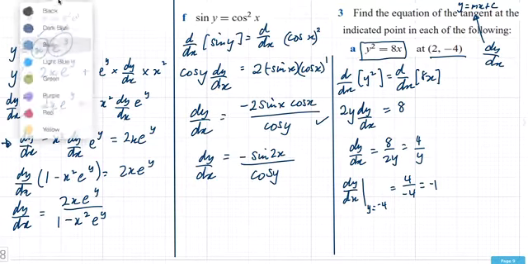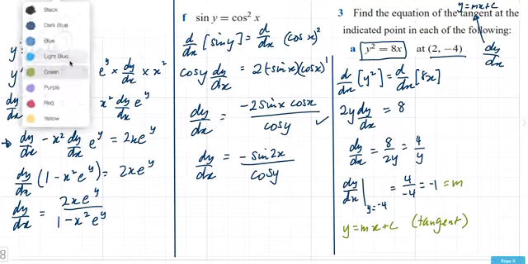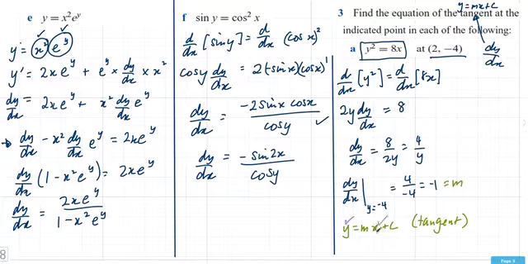Now this thing here is m. Remember that this is the gradient. So for our tangent, y equals mx plus c, we can now substitute in 3 different things, the y and x values, and m, hoping to then find what c is. So we'll put in the x, the y, and the m, which is negative 1. So we get negative 4 equals negative 2 plus c. So that means that c equals negative 2.